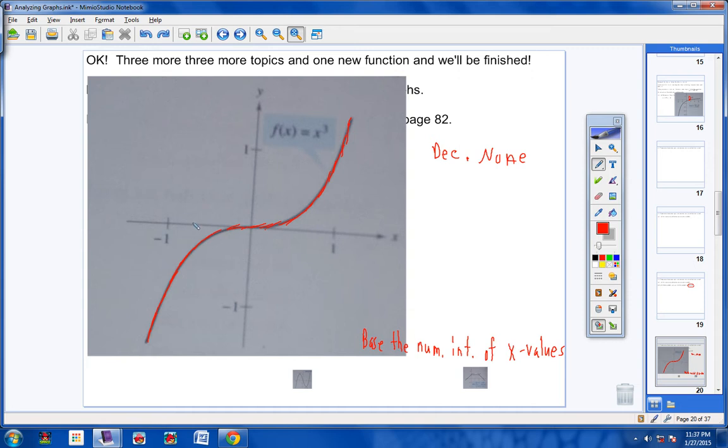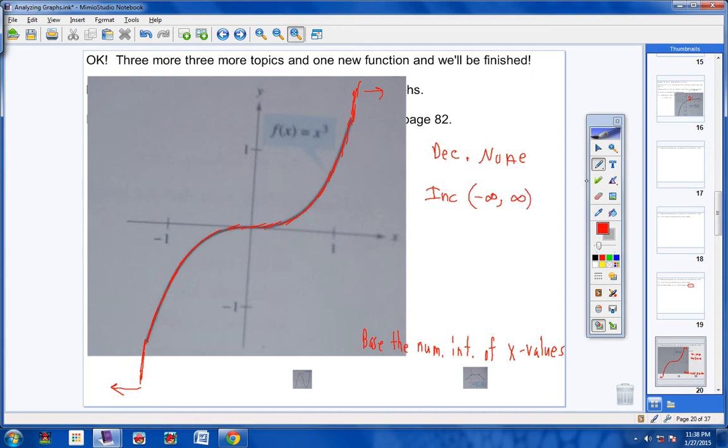Now, students, we are to assume as the graph continues downward, it's still going to get wider and wider and wider. And as it continues upward, it's going to get wider and wider and wider. So the graph is increasing. Remember, we use our x values. Well, it's getting wider and wider and wider, both directions. So the increase would simply be what? You guys know. Negative infinity to positive infinity.